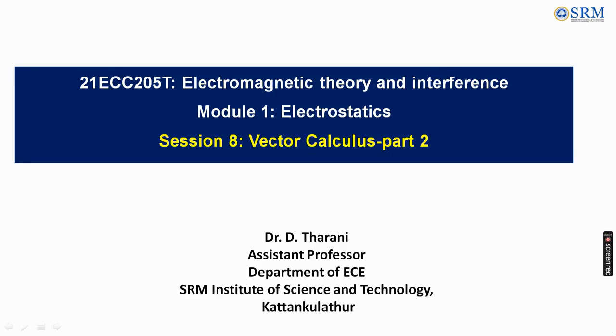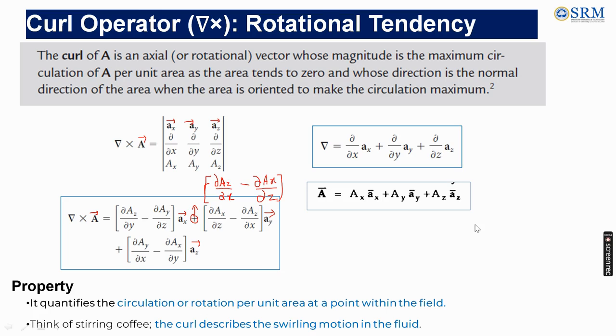Let us continue the vector calculus in this session. Last session we discussed the vector differential operator, that is the del operator, which is used for finding the gradient of a scalar field and the divergence of a vector field. Now let us see two more operations that can be done using the del operator, that is curl and Laplacian, and solve a problem in each of them.